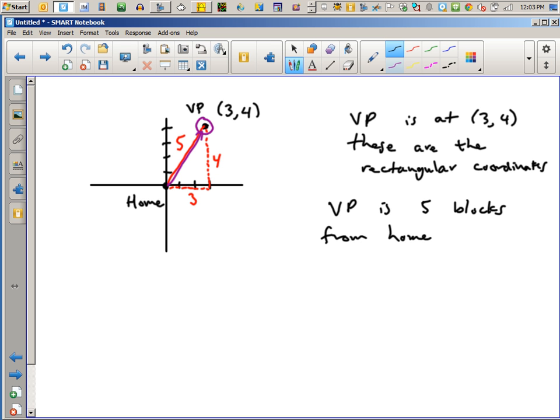So if I said I live 5 blocks from VP, you wouldn't know everything about where VP is, but you would at least know that it's somewhere on this circle. What other information would need to be given in order to not use the 3 and 4, but to know how to go from my home to Villa Park? Like what other fact would you need to know? Not just how far you have to go, but which, what?